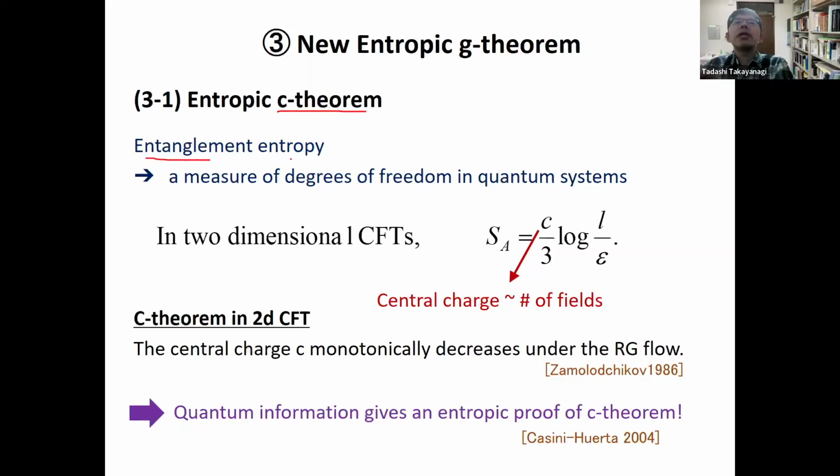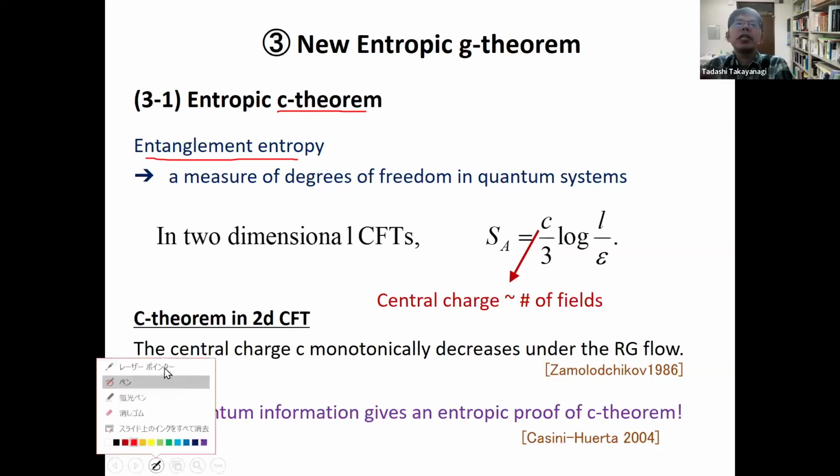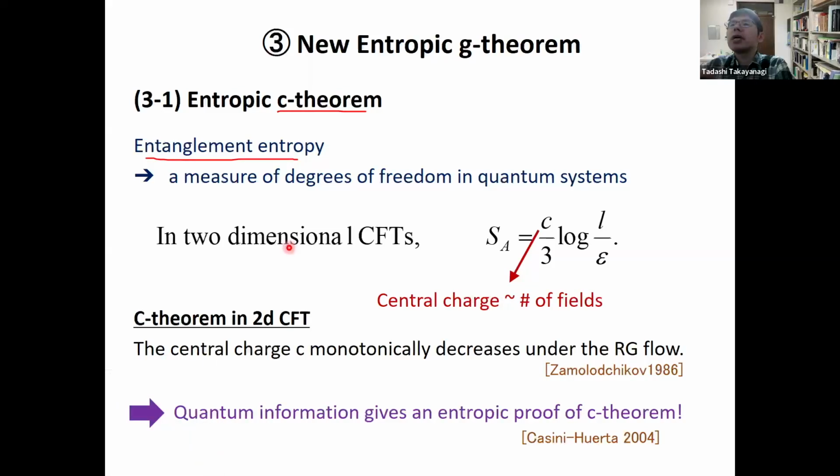Entanglement entropy, as we mentioned, is a nice measure of degrees of freedom in a quantum mechanical system. In two-dimensional quantum field theory, we get this logarithmic behavior: S = (c/3) log(length/epsilon). C is the central charge. This is a very famous formula. And about the central charge, there is a very famous theorem known in 2D quantum field theory. This is called the C-theorem. This was first proven by Zamolodchikov. It argues that the central charge c monotonically decreases under RG flow, renormalization group flow.